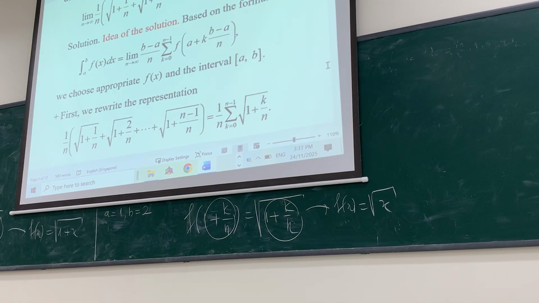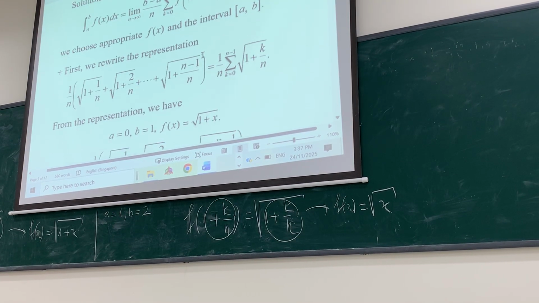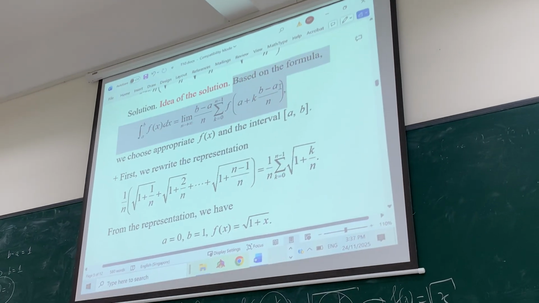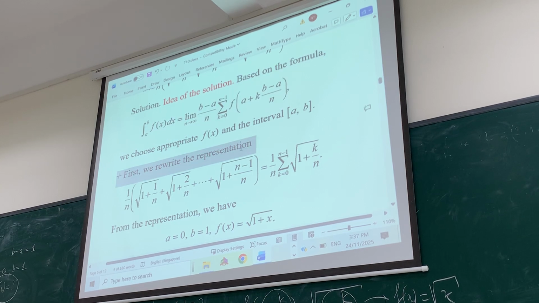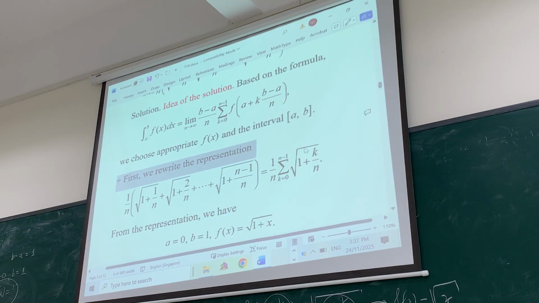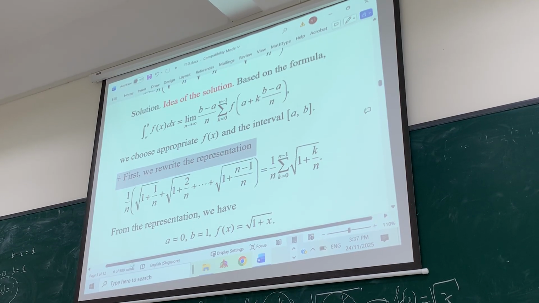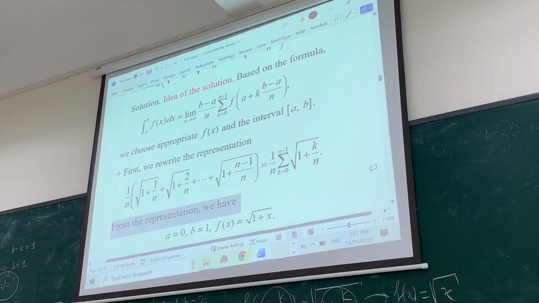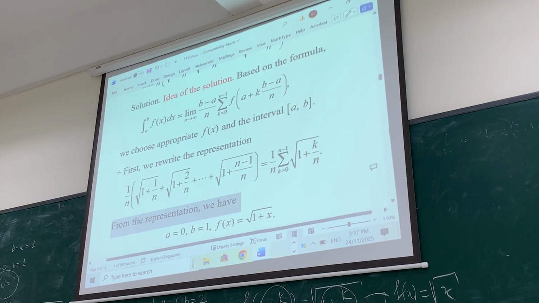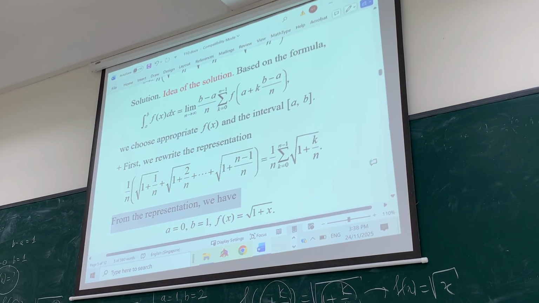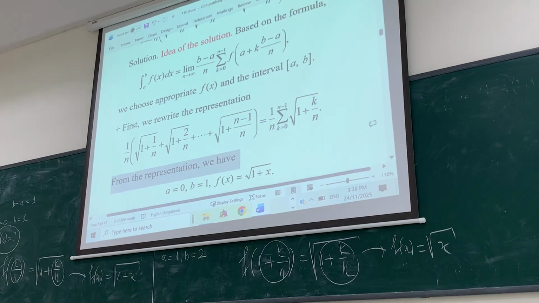Now, return to the solution. Based on the formula, first we derive the representation here by sigma notation. We compare the two formulas here and obtain the specific choice a equals 0, b equals 1. The function f corresponding is therefore square root of 1 plus x. You can write this down before we continue.